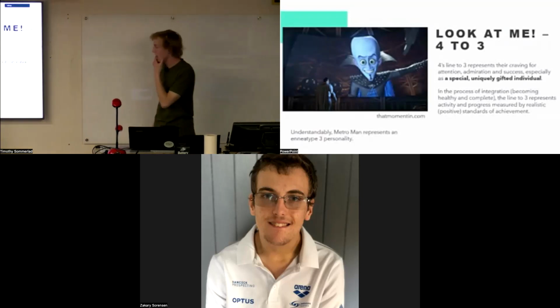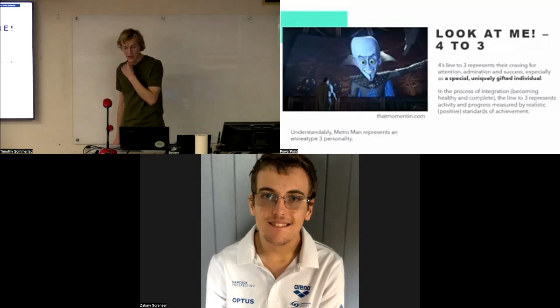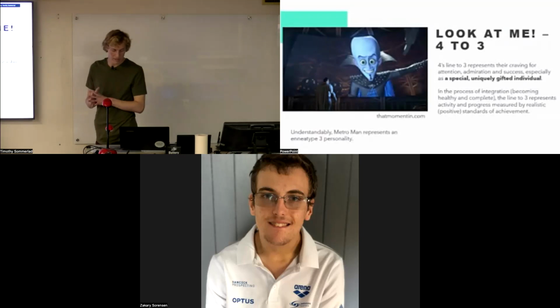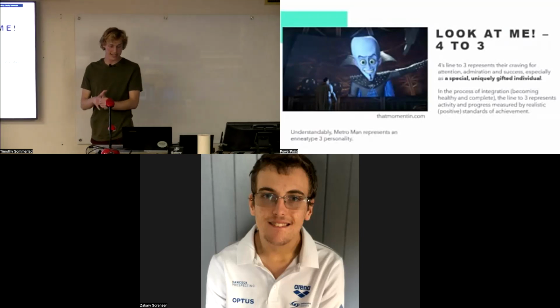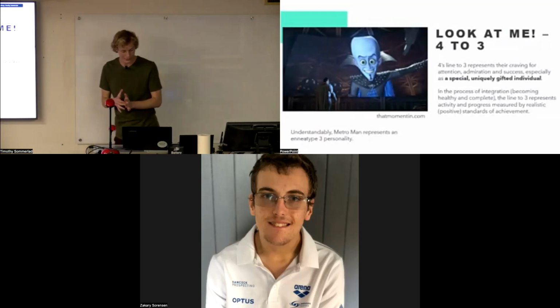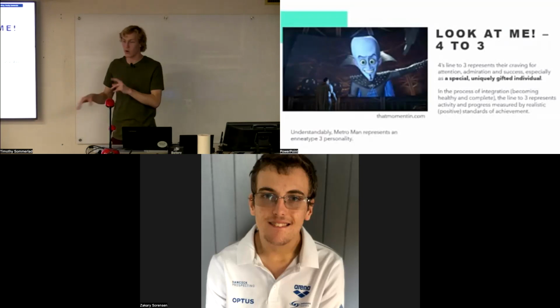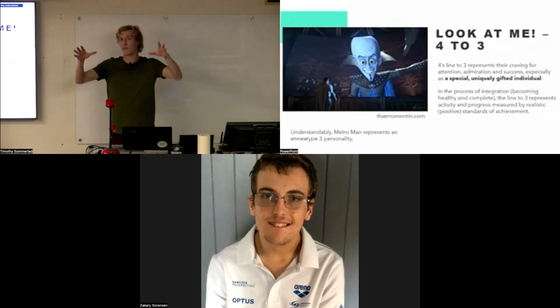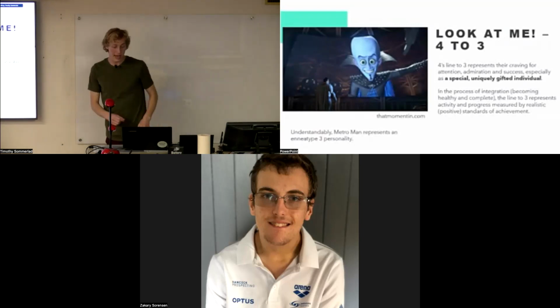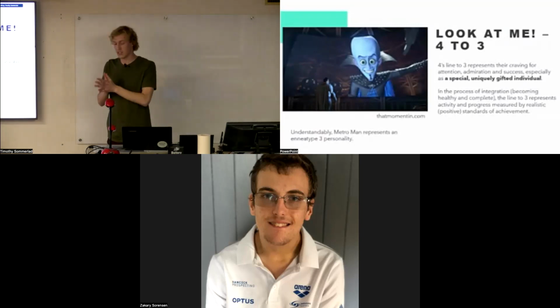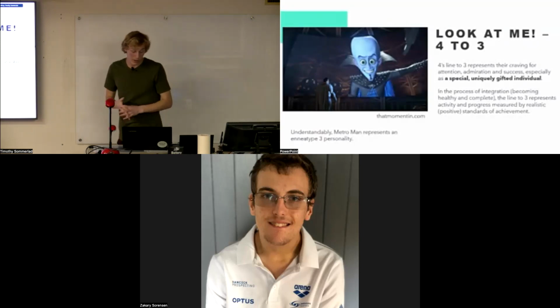So that's what we're talking about when we're saying the 4's line to 3. So 4's line to 3 represents their craving for attention, admiration, and success, especially as a special, uniquely gifted individual. By the way, none of this is a criticism of the type or any of the types. It's just trying to give a profile of what it looks like and how it operates in the world, and how it can be more than that, and not just limited to self-defeating habits for anyone.